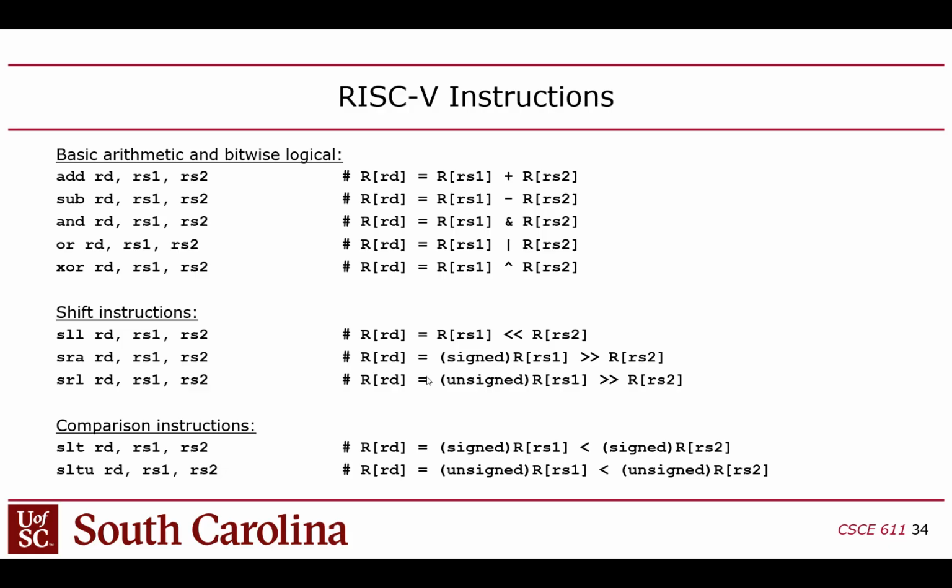Then we have comparison instructions, which are basically instructions that perform a comparison between the contents of 2 registers and then write a 0 or 1 to the output register, depending on whether the comparison is true or false. And we had the same thing in MIPS. Notice that I think less than is the only comparison in here. And then there's a signed and an unsigned variant.